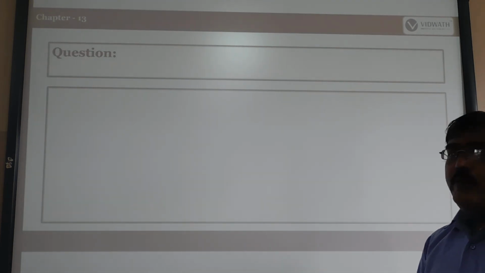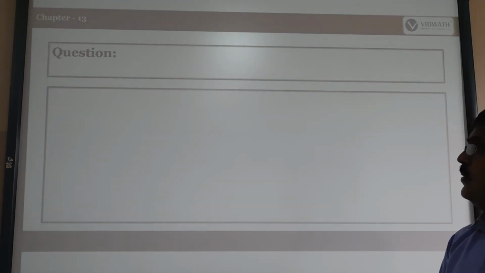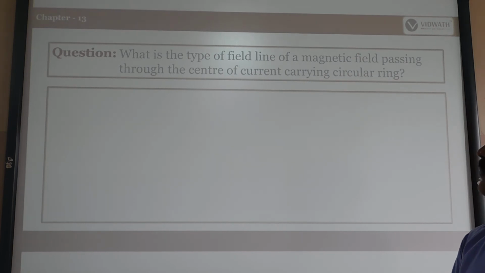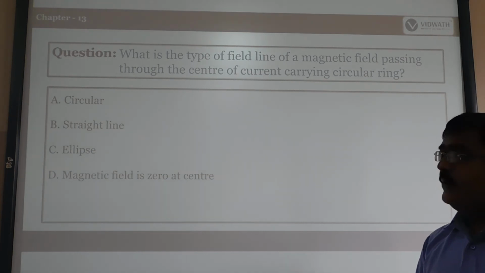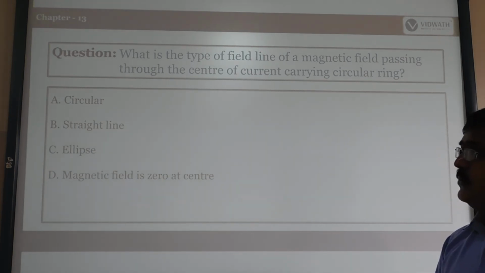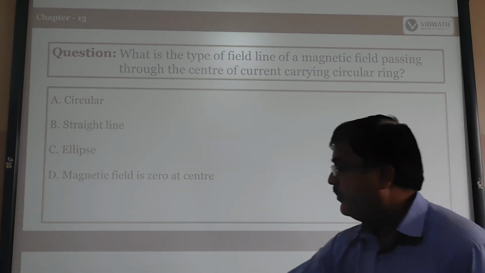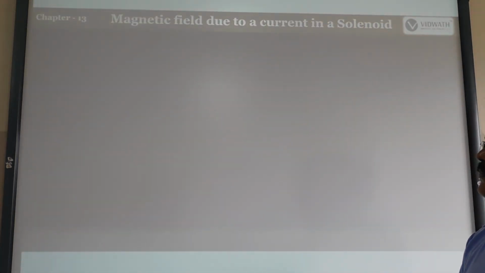Some quick revision. What is the type of magnetic field lines passing through the center of a current carrying circular ring? What type of magnetic field can be seen? Circular, straight line. In the center you can see a straight line, is it? So next one.